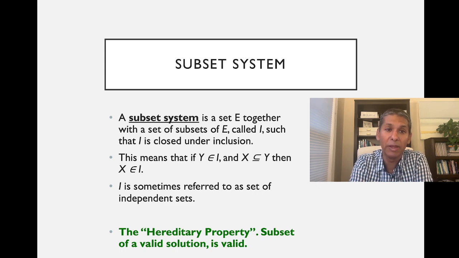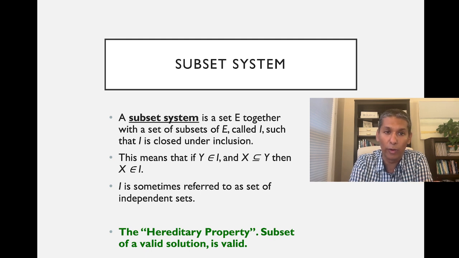So before we study matroids, let's understand what a subset system is. A subset system is simply a set E of any elements together with a set of subsets of E. So think of the power set of E, but here we're not thinking about all the subsets, just a smaller set of subsets that we'll refer to as I. I is sometimes called the independent set.